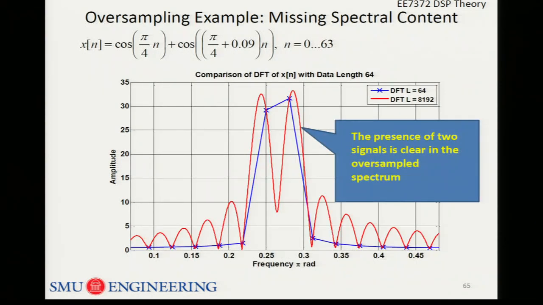In the oversampled spectrum, you can really see, wow, there's a huge null there. There are definitely two signals here, and that may be important in your application to be able to distinguish.